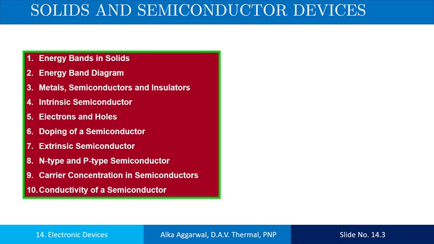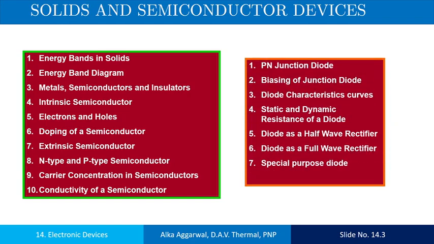Difference between the intrinsic and the extrinsic semiconductors, N-type and the P-type semiconductors. Difference between the conductor, insulators and the semiconductors on the basis of the energy band diagrams. Conductivity of the semiconductors. And about the p-n junction diodes, how it is connected with the battery, the behavior of the graph between the current and the voltages, resistances, application of the diode as a rectifier, and the special purpose diodes.